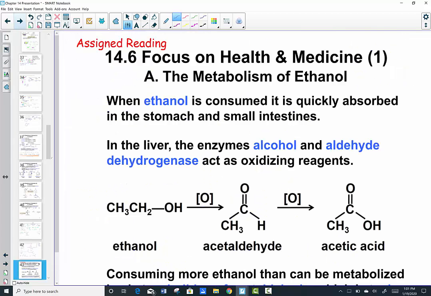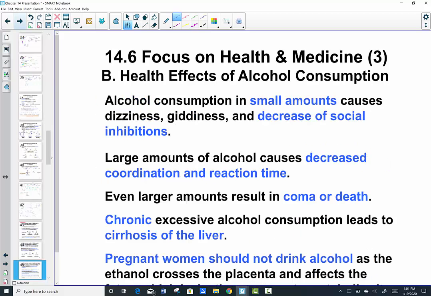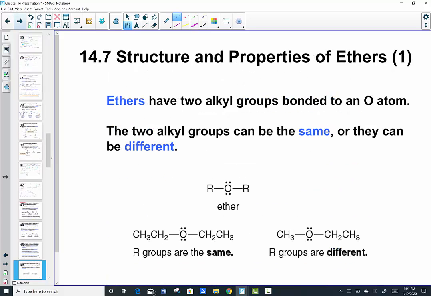You now have an assigned reading on section 6, focus on health and medicine, the metabolism of ethanol. And I'm just going to ask you to do that part in your notes, kind of just go through that reading and pull out some important or interesting information to fill in your notes over section 6, health and medicine. And then come back and start your last part of the lessons. We'll look at ethers, and we have alkyl halides. And we still have thiol groups left in our journey ahead. Do a little reading and come on back.